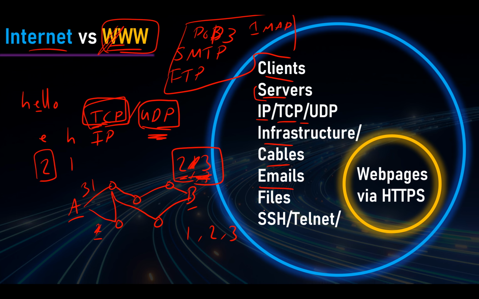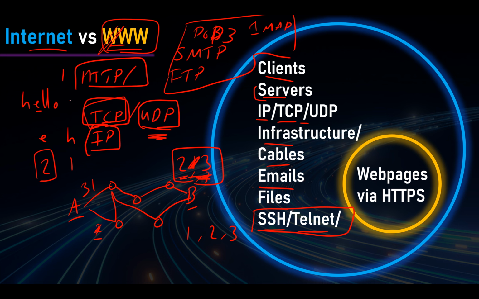Alright, and then emails, files, or things like SSH and Telnet. So basically just logging into servers, right? Again, SSH, Telnet, they're just other protocols. And in fact, these are going to be like HTTP, where we can say these are application layer protocols. So they're going to be even higher than TCP and UDP, and TCP and UDP are also higher than IP.